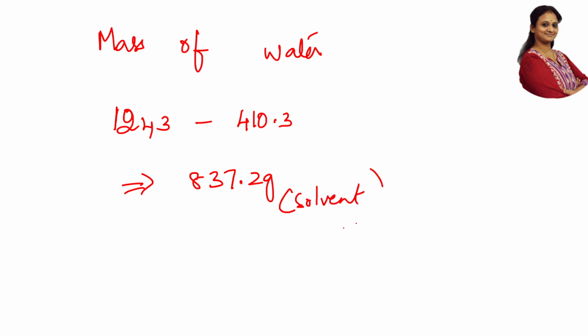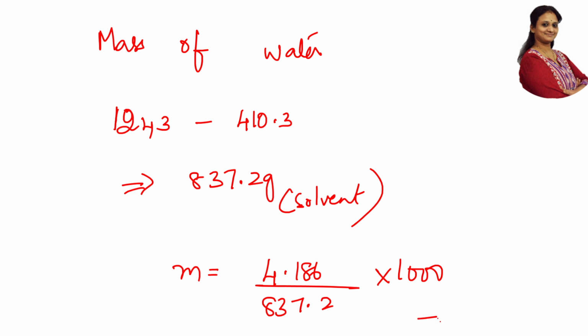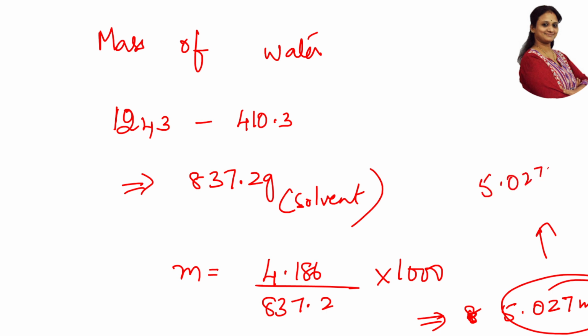Over, right? So substitute in the formula. This one is equal to 4.186. This is the mole weight. 837.2 into 1000. So when I multiply, I'll be getting around 5.027. Check this calculation. So the answer is yes, 5. Okay, let me write again here. So the answer is 5.027 molar. This is the answer. Easy, very easy.